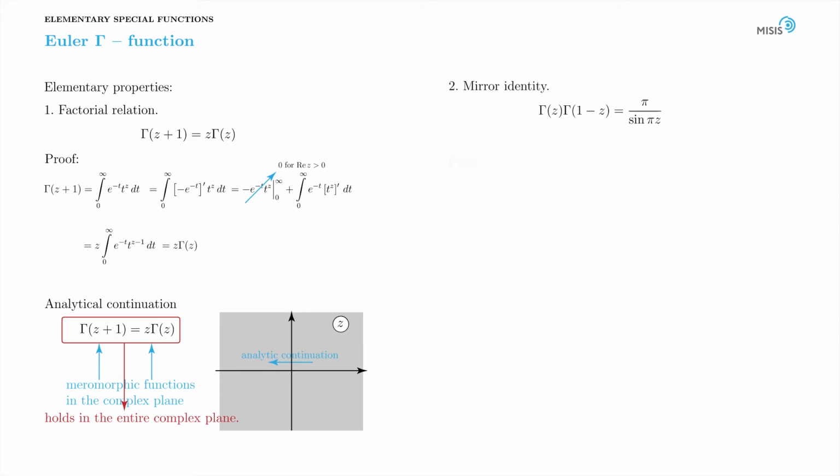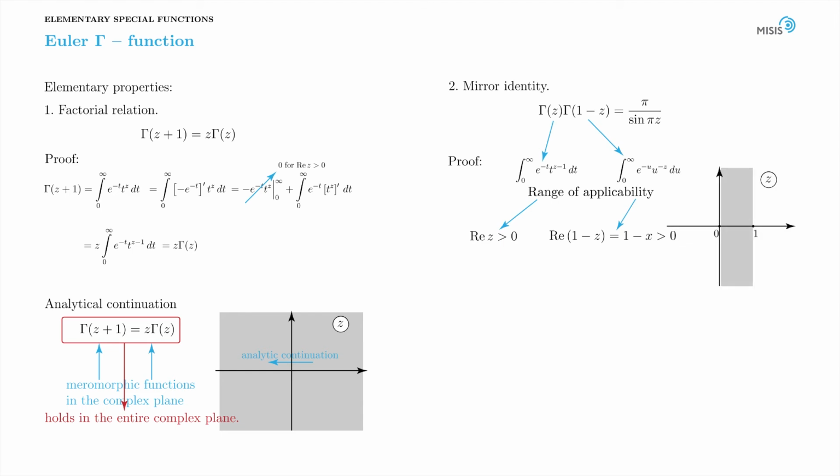Here it is. To prove it, we use the integral representation for both gamma functions. This automatically severely reduces its initial range of applicability. Indeed, the argument z of the first function cuts out the right semiplane: the real part of z is positive, while the argument 1 minus z cuts out the area where the real part of 1 minus z is positive, which is just x smaller than 1. In the end, a strip of unit width is formed.